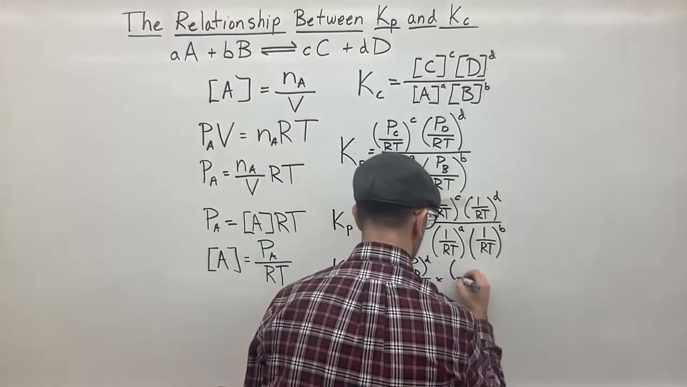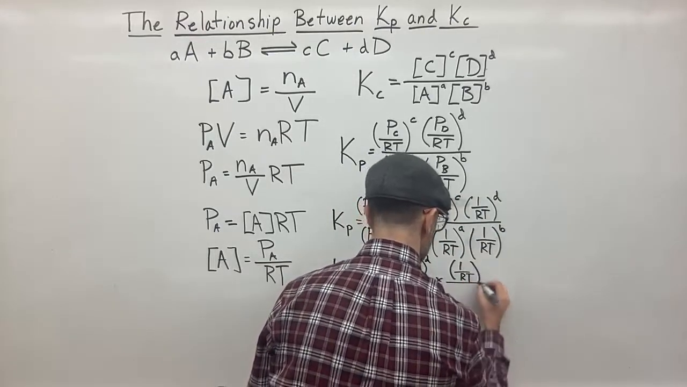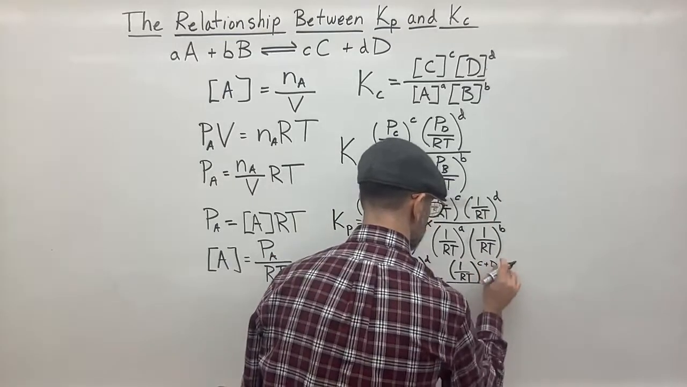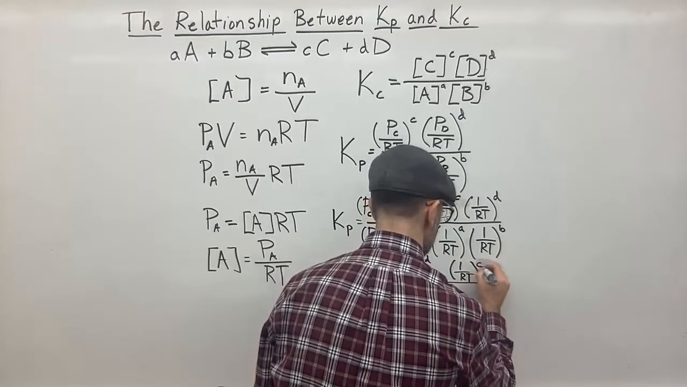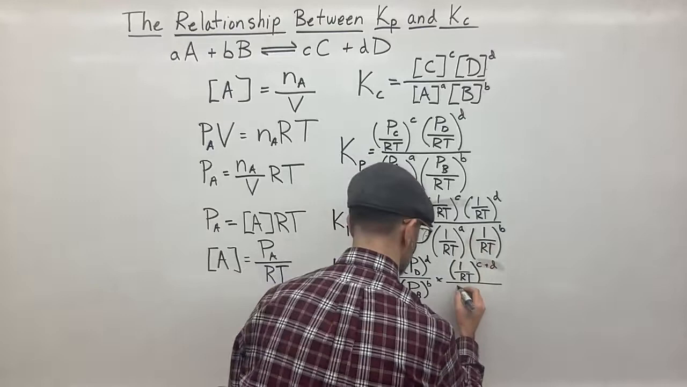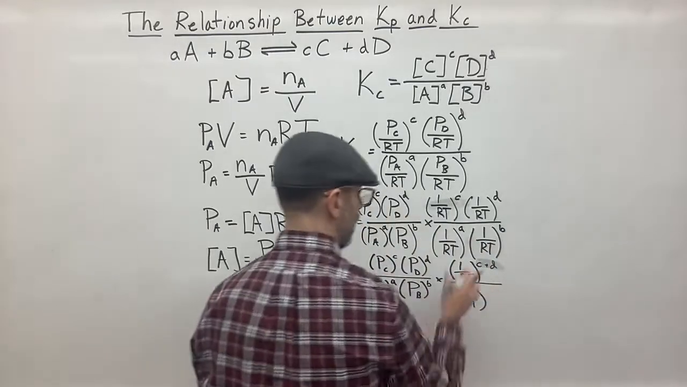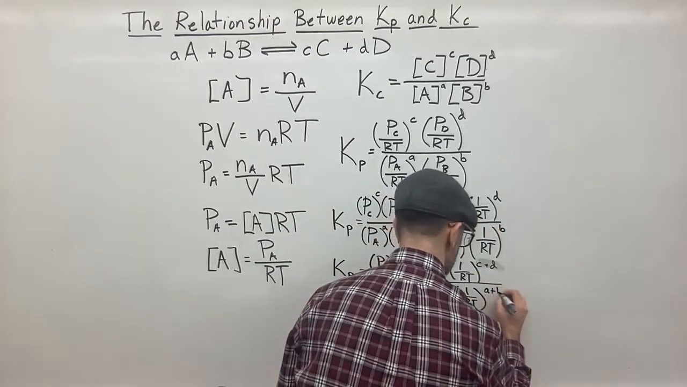So then this becomes 1 over RT, and that's raised to c plus d. Oops, those should be small. So c plus d. And then same thing with this one. We're going to have 1 over RT, and then these are going to add together. So a plus b.